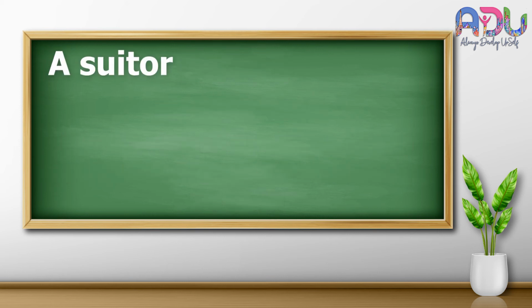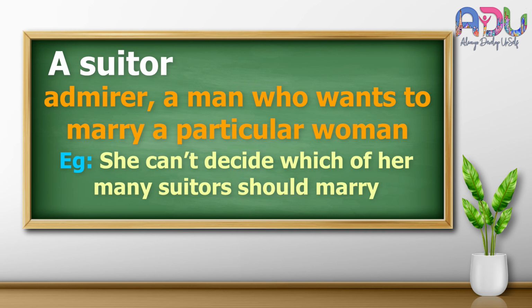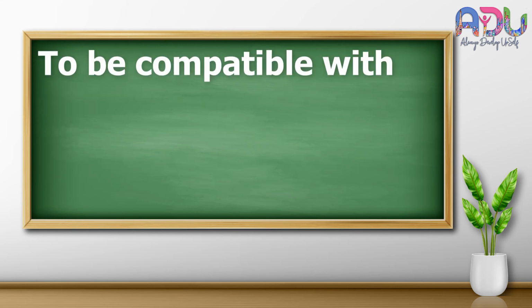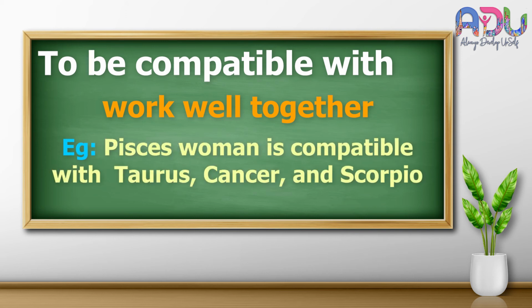52. A suitor. A suitor is an admirer or a man who wants to marry a particular woman. For example, she can't decide which of her many suitors she should marry. 53. To be compatible with. To be compatible with is to work well together. For example, Pisces woman is compatible with Taurus, Cancer, and Scorpio.